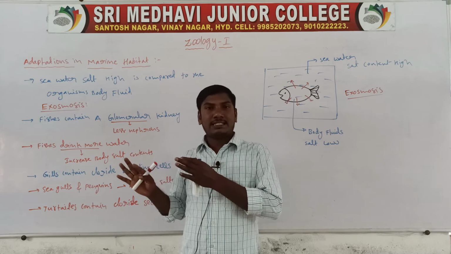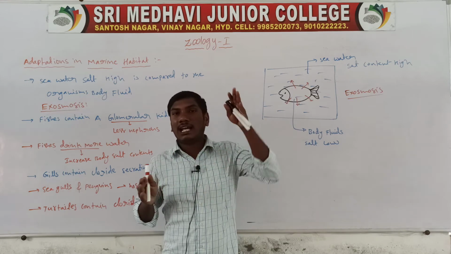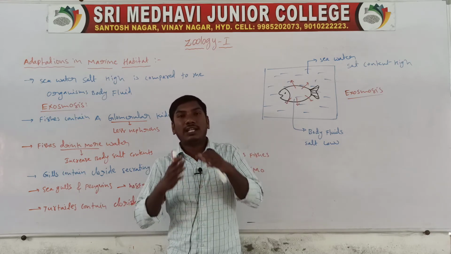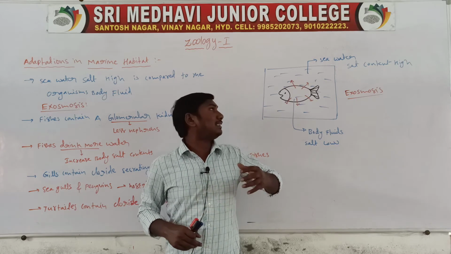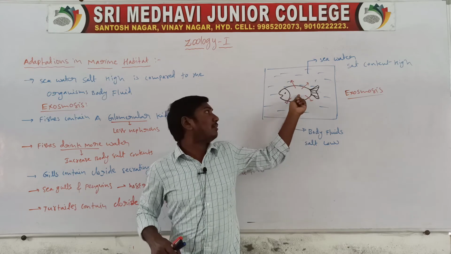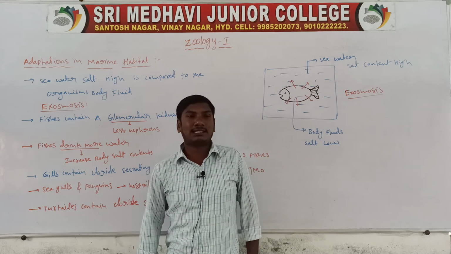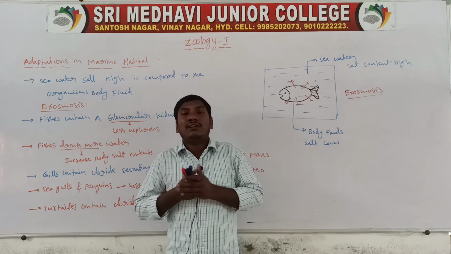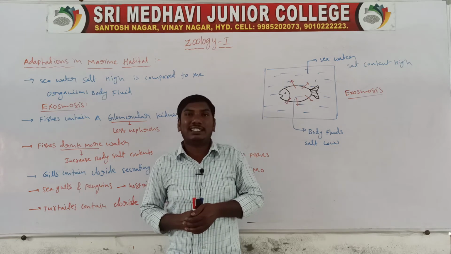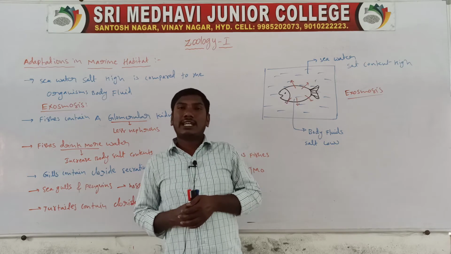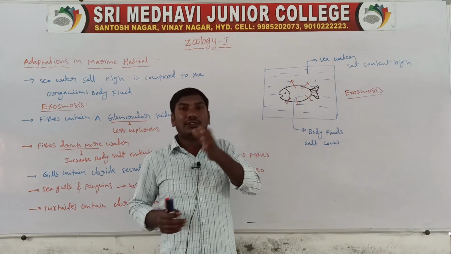The first problem is that in sea water the salt content is high compared to the body fluids. So the animals face the problem of exosmosis. Exosmosis means water is moving from the body to the outside. To prevent this process, there are a few adaptations. The first adaptation is aglomerular kidneys, which means fewer nephrons, so only a small amount of urea is excreted.